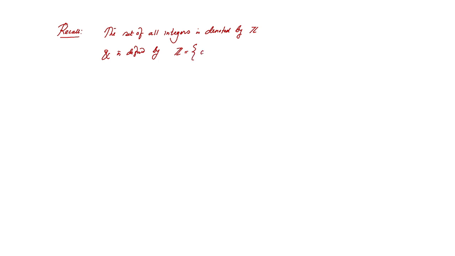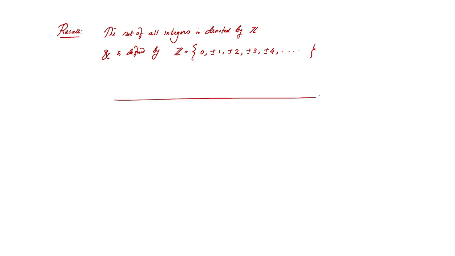This lecture. So here, first recall the set of all integers is denoted by Z and is defined by Z equals 0, plus minus 1, plus minus 2, plus minus 3, plus minus 4, and so on.